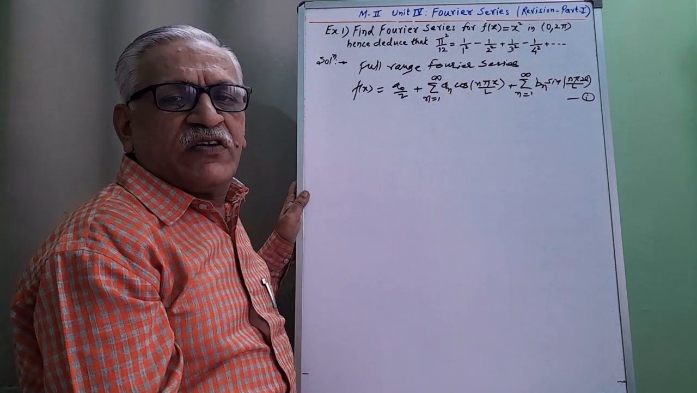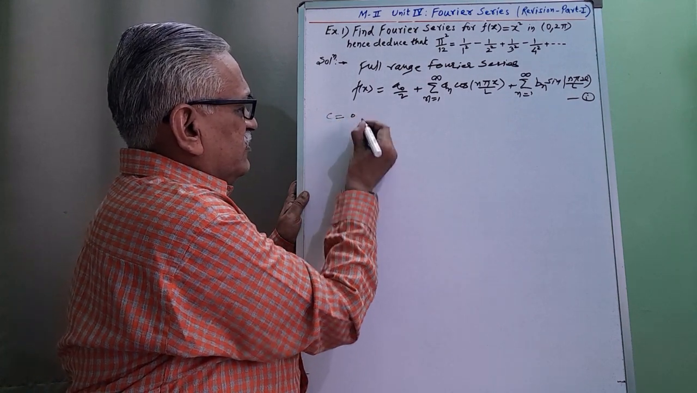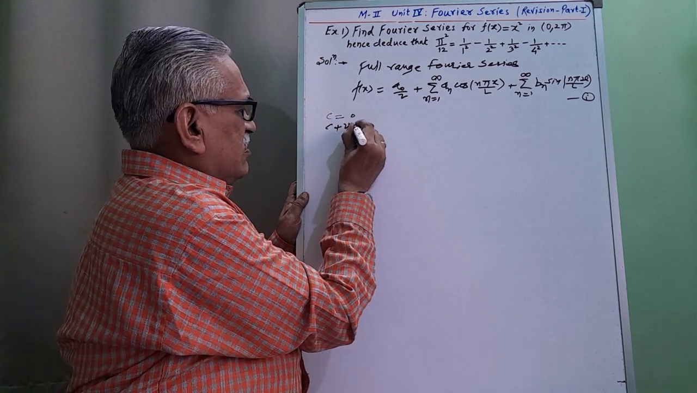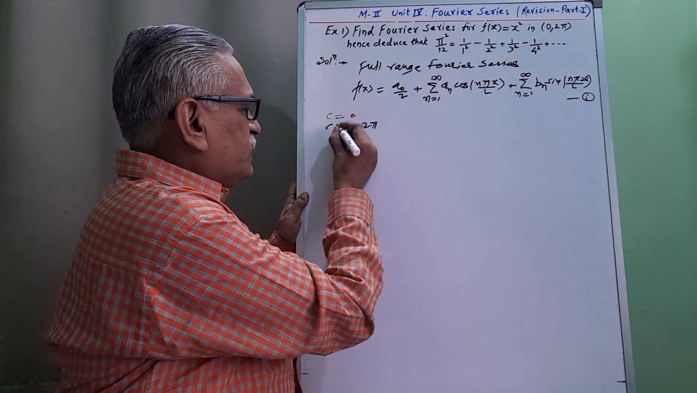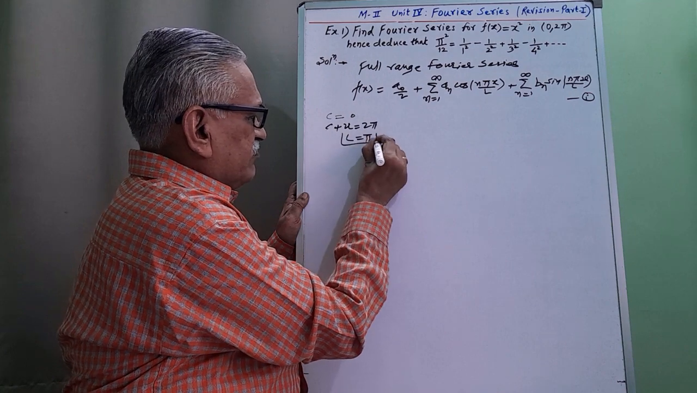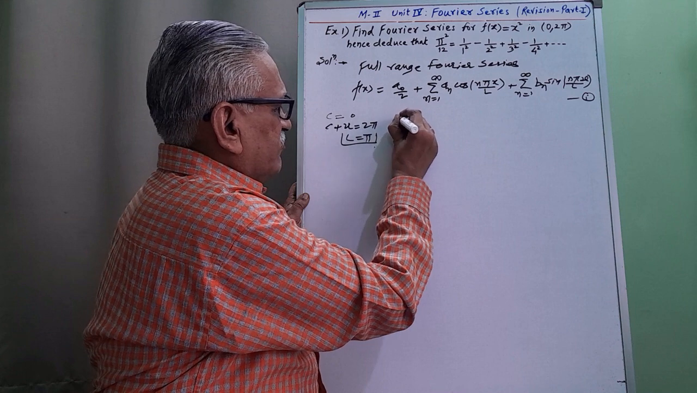First step is to get the value of L, comparing that range with C to C plus 2L. Here C is 0, C plus 2L is 2 pi. Substituting the value of C as 0, we get 2L equal to 2 pi, means L equals to pi.